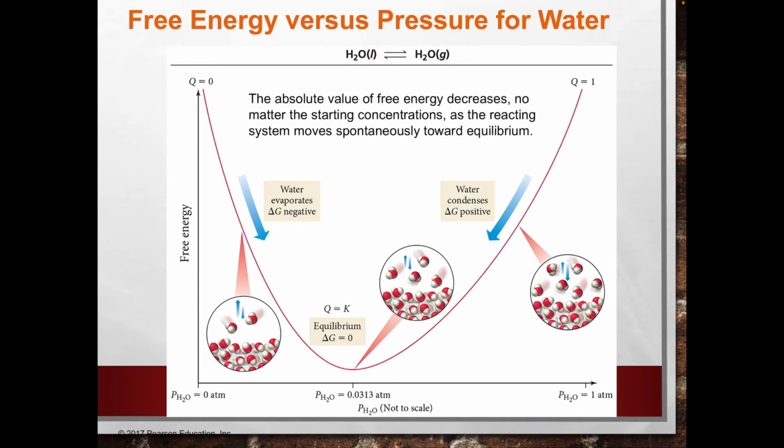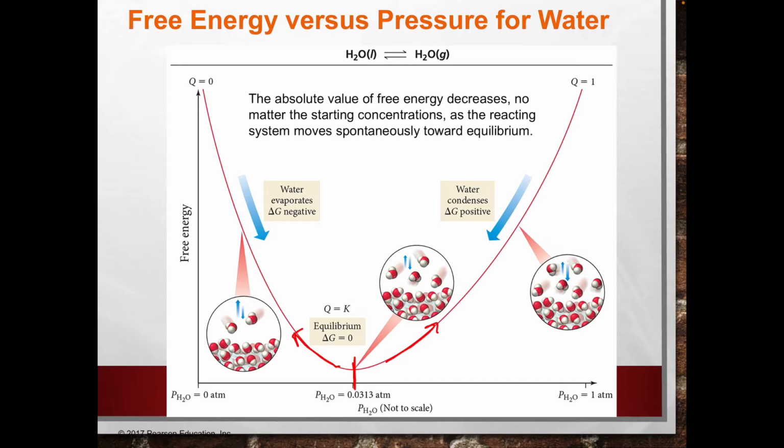So in looking at this, here is our equilibrium when Q is equal to K. And that is going to be the minimum free energy. That would be delta G is equal to 0. So at all other places, delta G is not equal to 0 because we are not at equilibrium. And the farther away we get from equilibrium, the farther we go this way or the farther we go this way, our absolute value for delta G is going to increase.